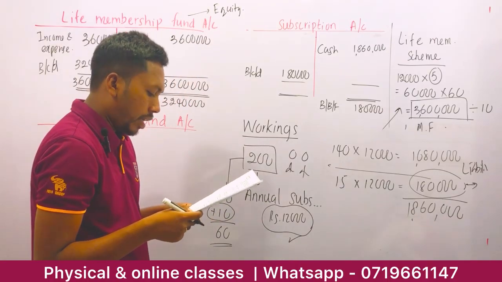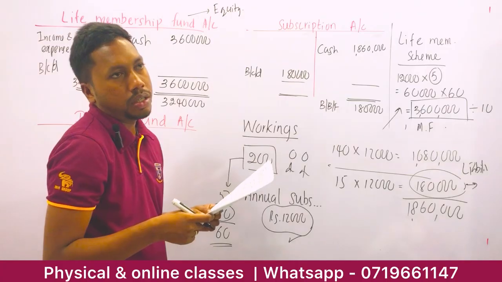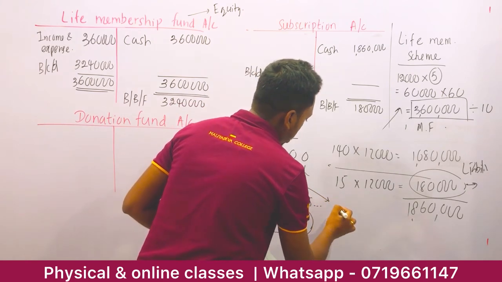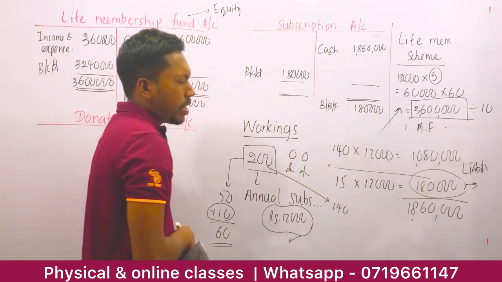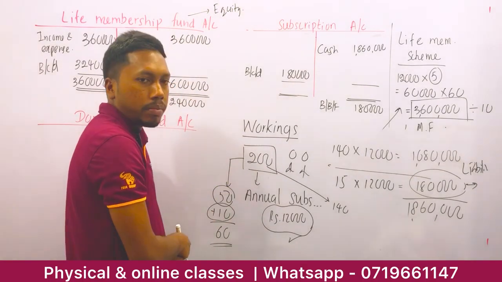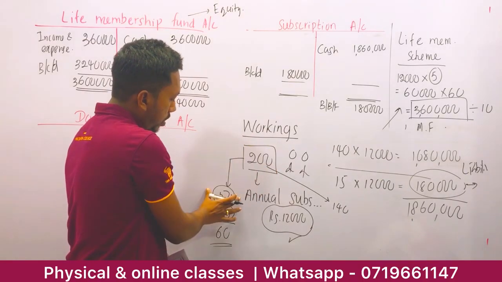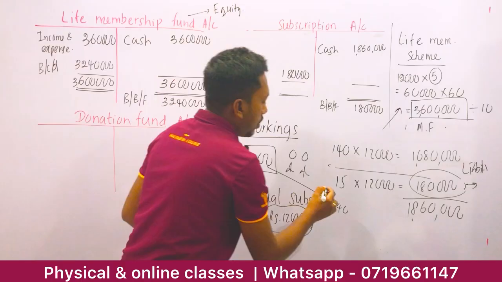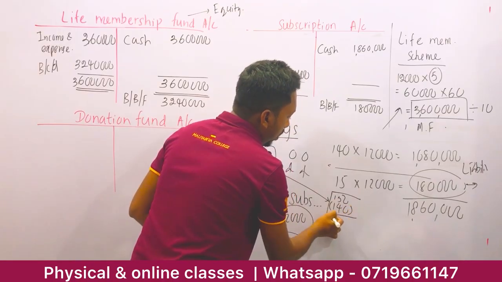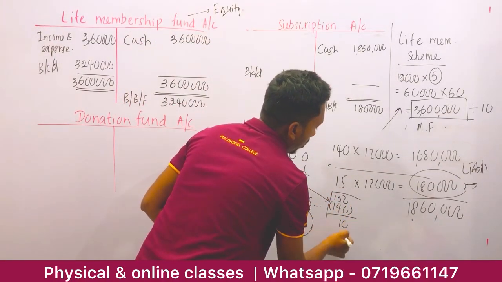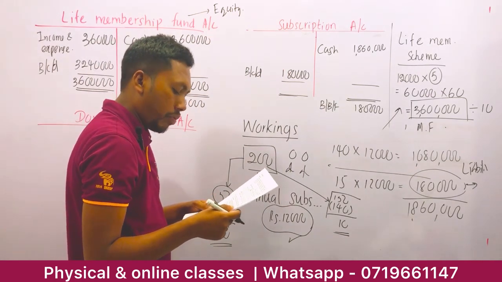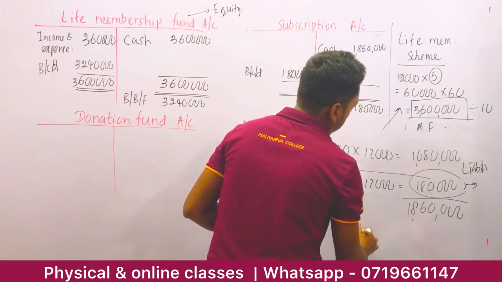Then the other part. The remaining 10 members failed to pay the annual subscription for the current year. What is the remaining 10? Let's calculate. Out of 200 members, 50 joined as life members, so you have a total of 150 members. And 140 members paid. So the remaining members are 10 members, who failed to make the subscription payment.